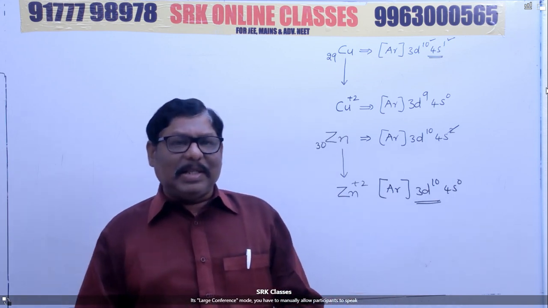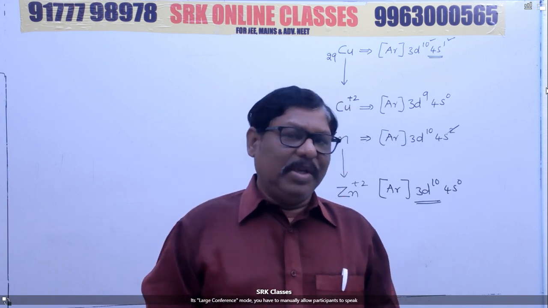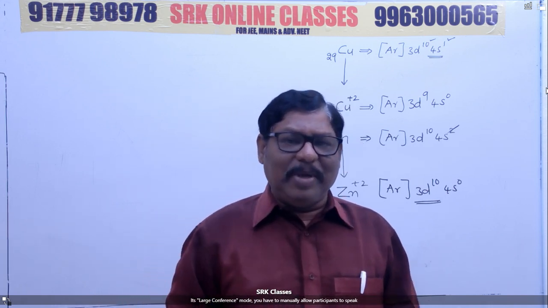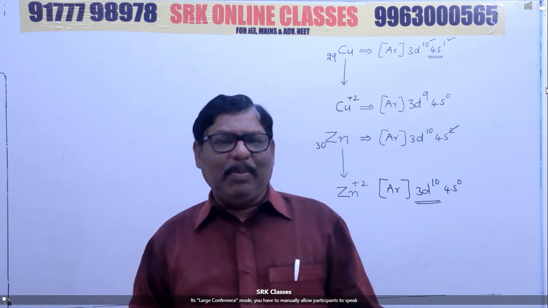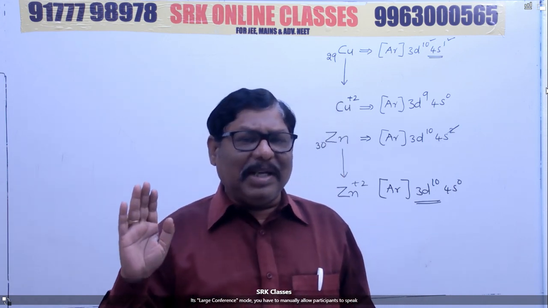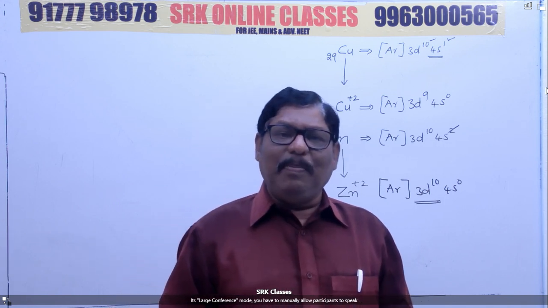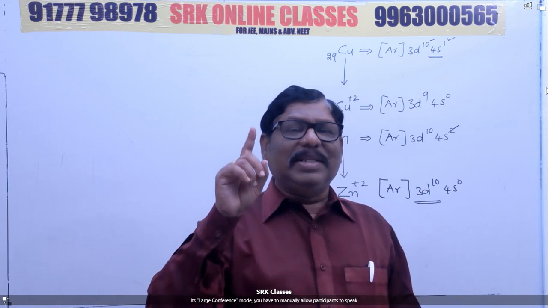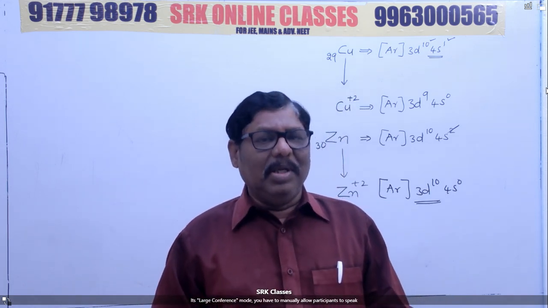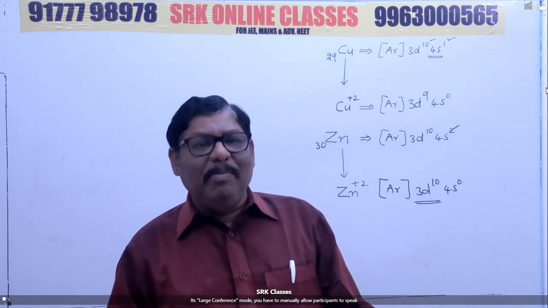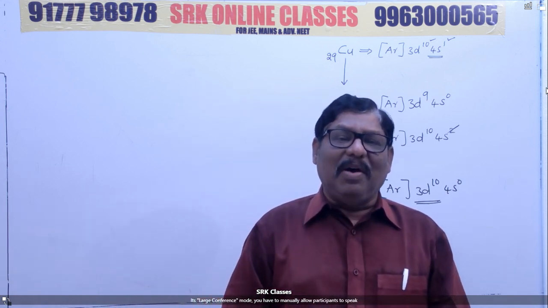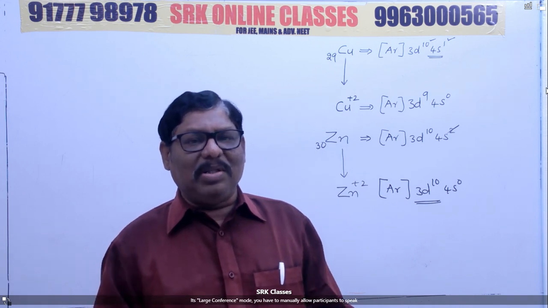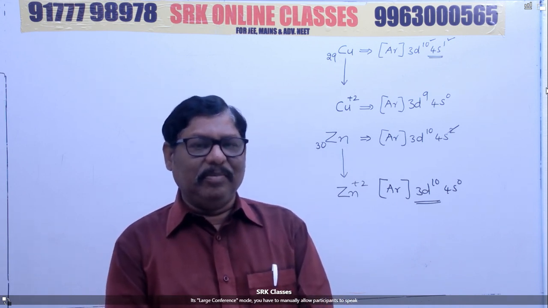What are the characteristic properties? Number 1, variable oxidation states. Number 2, colored ion formation. Number 3, magnetic properties. 4, catalytic properties. 5, complex formation. 6, interstitial compound formation. 7, alloy formation. These are a few important characteristic properties of transition elements. Today we are discussing the variable oxidation states of transition elements.